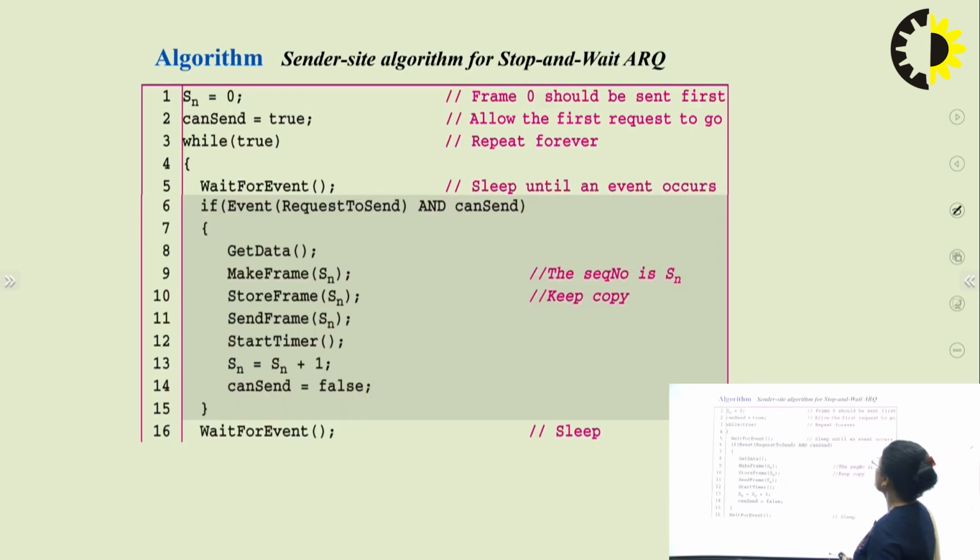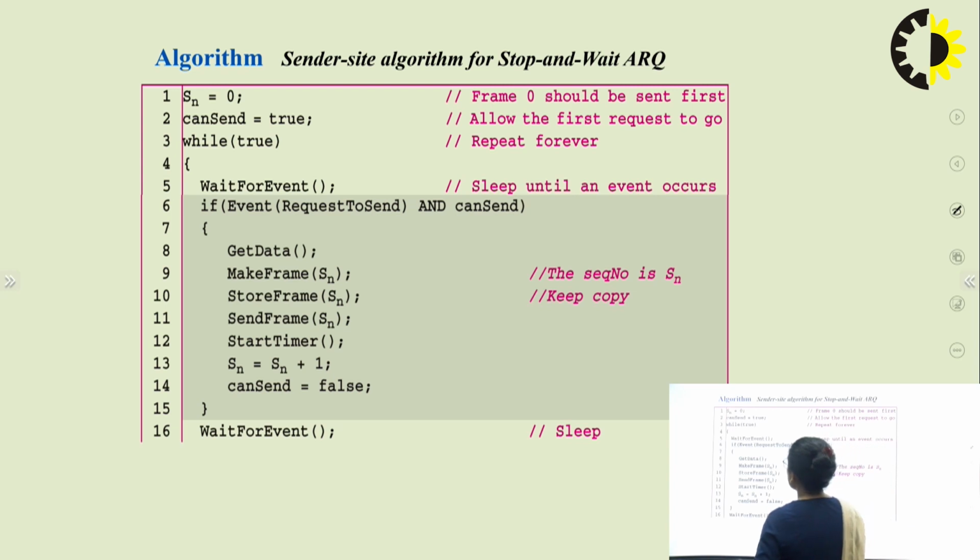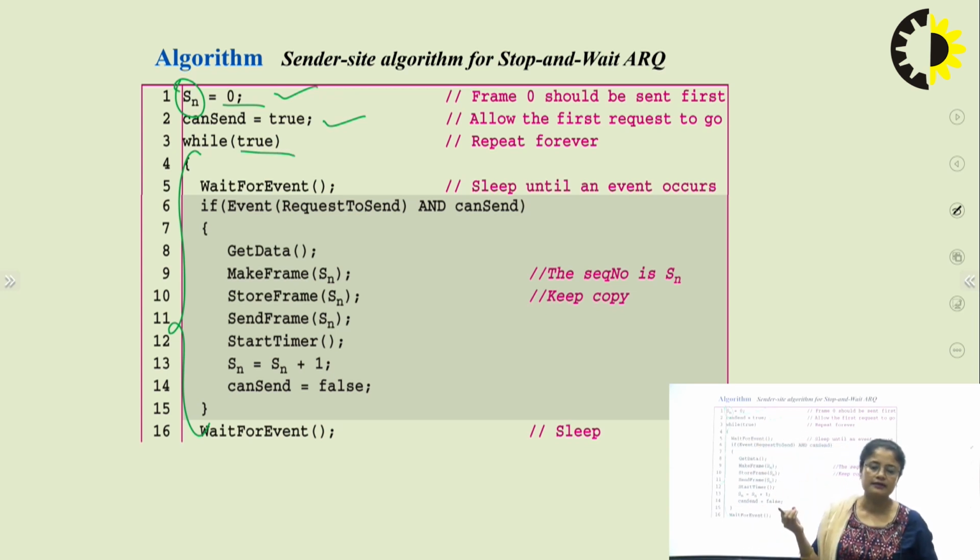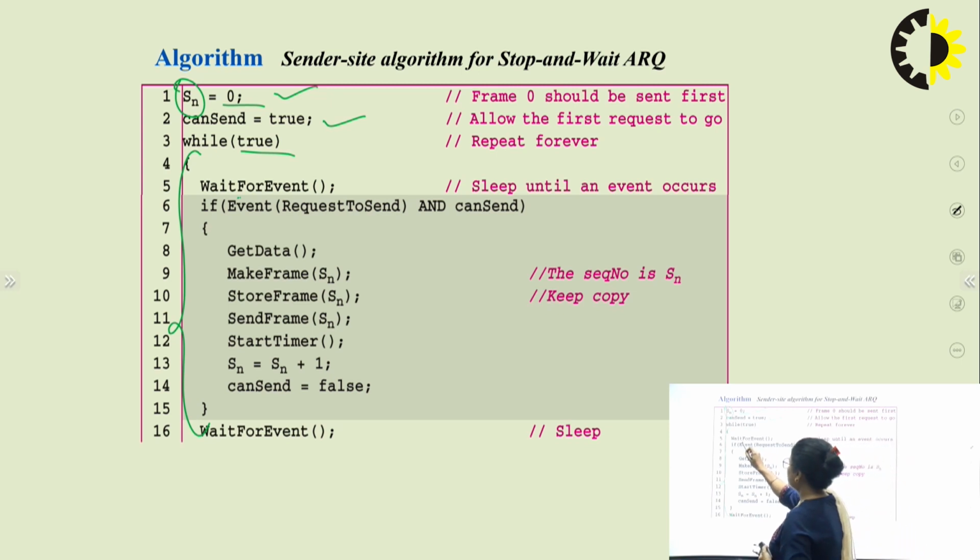So if you look at the algorithm for stop and wait ARQ, we have a new variable SN, the sequence number at the sender's end. We initialize it to 0. That means the 0th frame will be the first frame that will be transmitted, and we have the can send boolean variable, which is true, and we are entering an infinite loop. Well, because we are assuming that continuously the sender and the receiver will be in a mode to receive and transmit data. So the sender waits for an event.